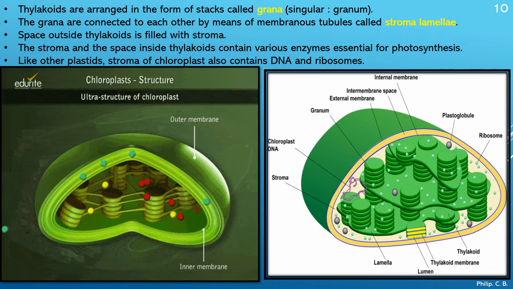Now towards the right you can see all the labeling in detail: stroma, the chloroplast DNA, the granum, external membrane, internal membrane space or intermembrane space, internal membrane, plastoglobule, which we can see here as the yellow colored structure, the ribosomes, thylakoid membrane, lumen, that is the space inside the thylakoid or the grana part, then the lamellae which connect the grana.